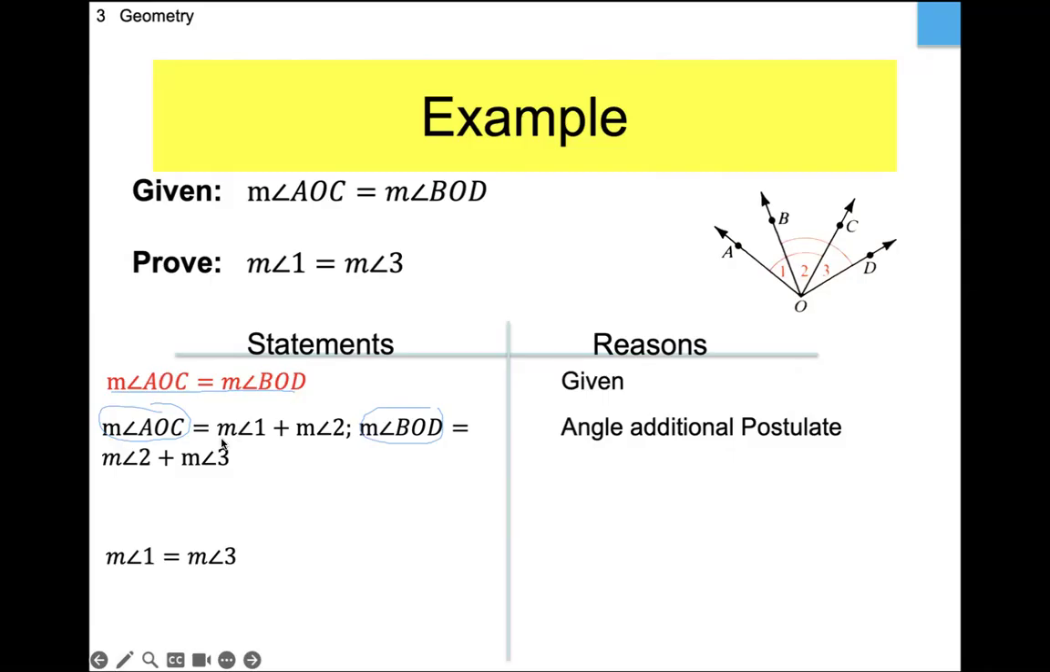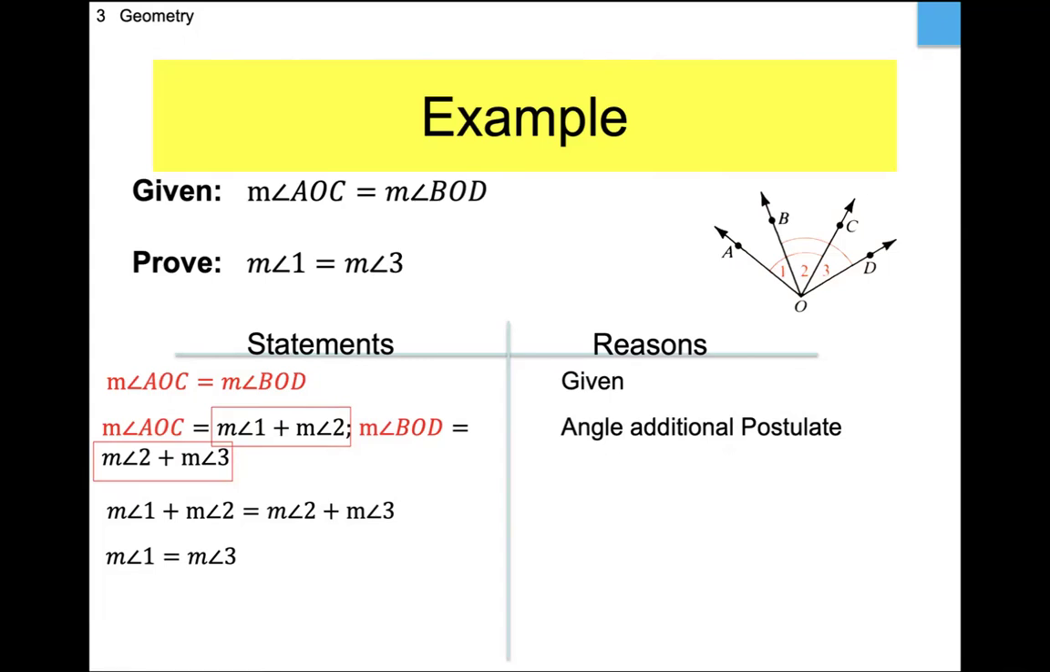I'm just going to choose to write the stuff that's to the right of both of those statements. So instead of repeating the given and saying that AOC is equal to BOD, I'm going to say the measure of angle 1 plus the measure of angle 2 is equal to the measure of angle 2 plus the measure of angle 3. All I'm doing is putting those two statements together. Pause the video, rewind it until that makes sense. The justification for that is substitution. I'm substituting 1 plus 2 for AOC and 2 plus 3 for BOD. So that's the substitution property.